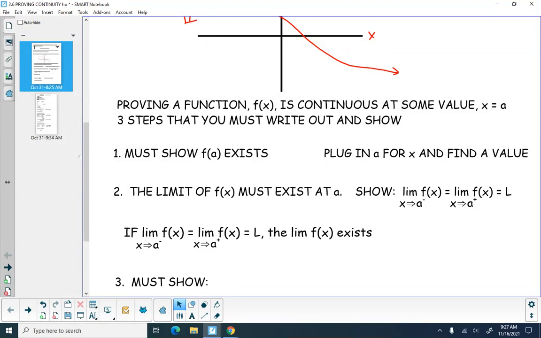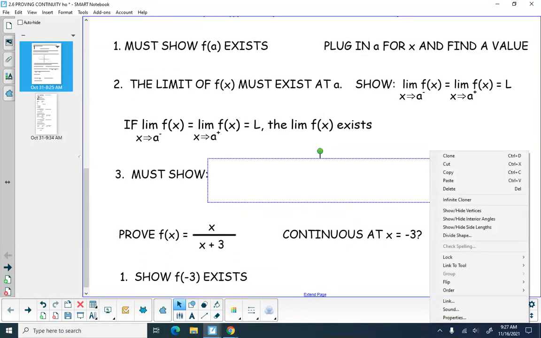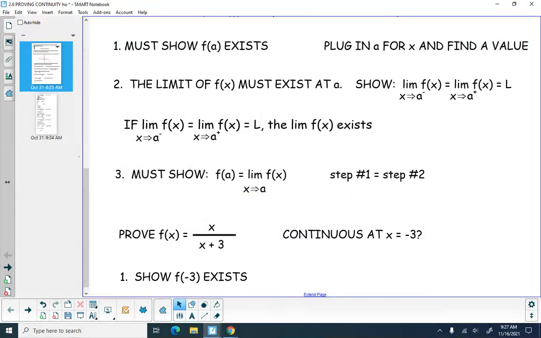And the third step to this is we have to show f at a is equal to the limit as x approaches a. Basically, step 1 equals step 2.